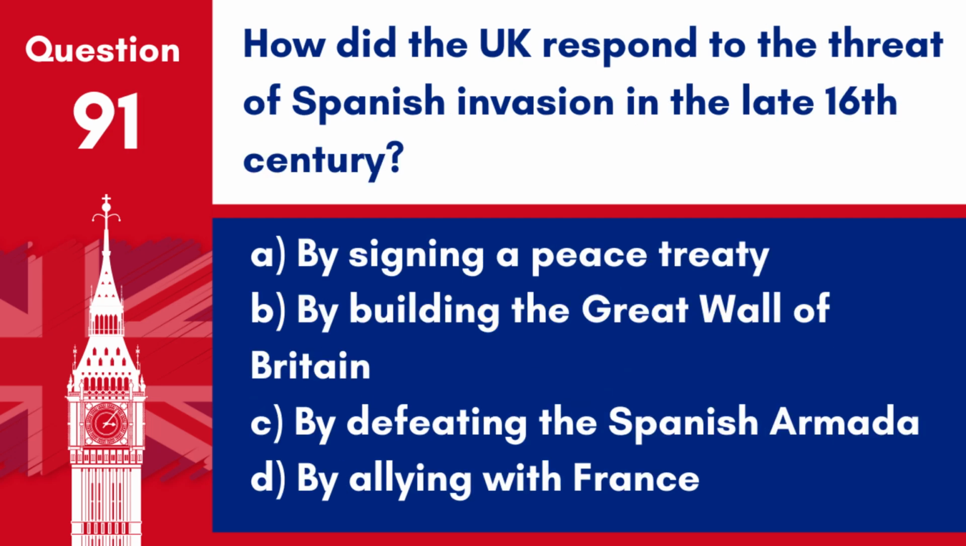Question 91. How did the UK respond to the threat of Spanish invasion in the late 16th century? A. By signing a peace treaty. B. By building the Great Wall of Britain.